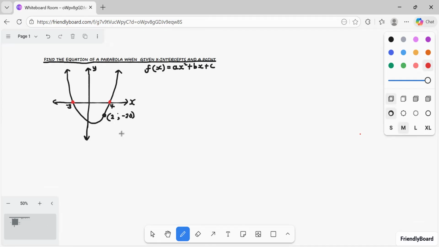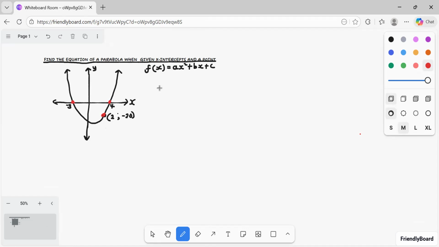All right. And then also we have a point. This is the point where I'm putting the red dot. So you can see that we are given two x-intercepts and a point. And they want us to find the equation of this parabola in the form f of x is equal to ax squared plus bx plus c.